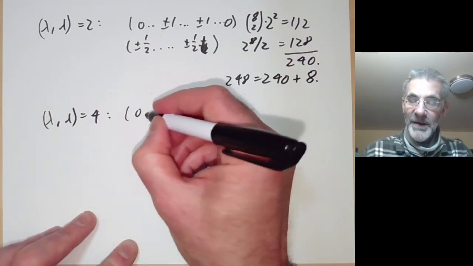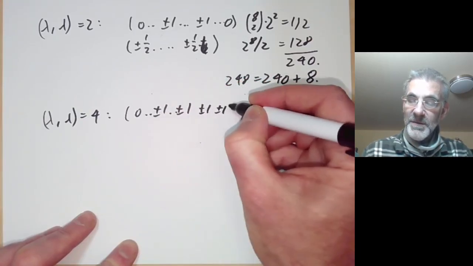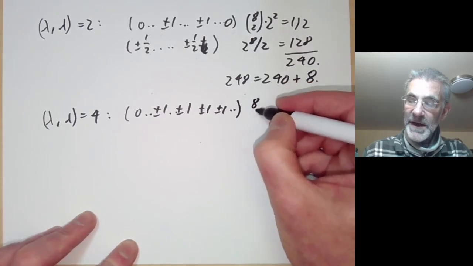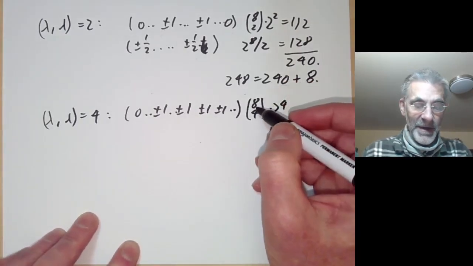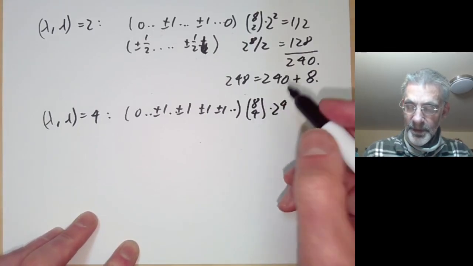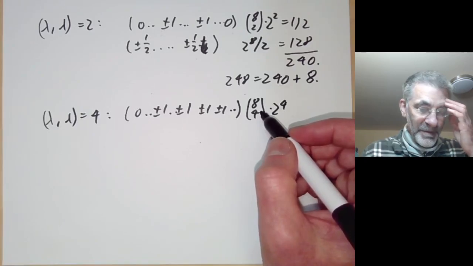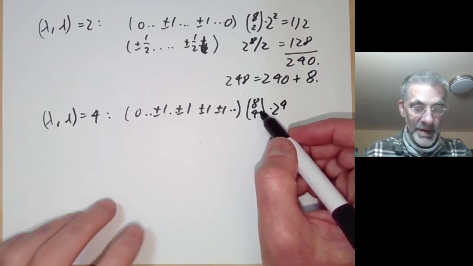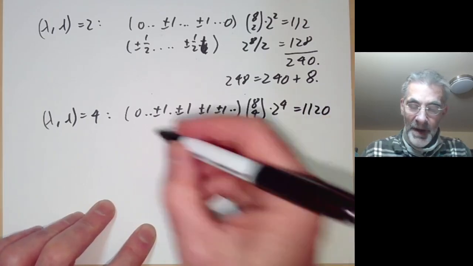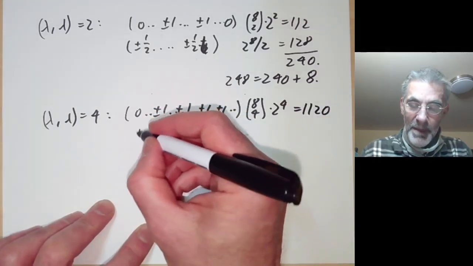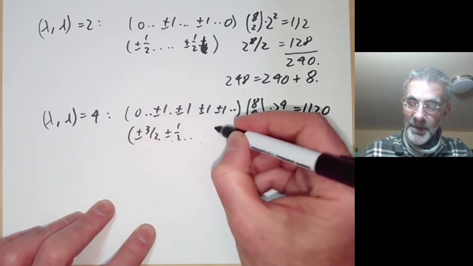So here we have 4 entries that are plus or minus 1, and the number of these is 8 choose 4 times 2 to the 4, and 8 choose 4 is 70, times 2 to the 4 is 1120.